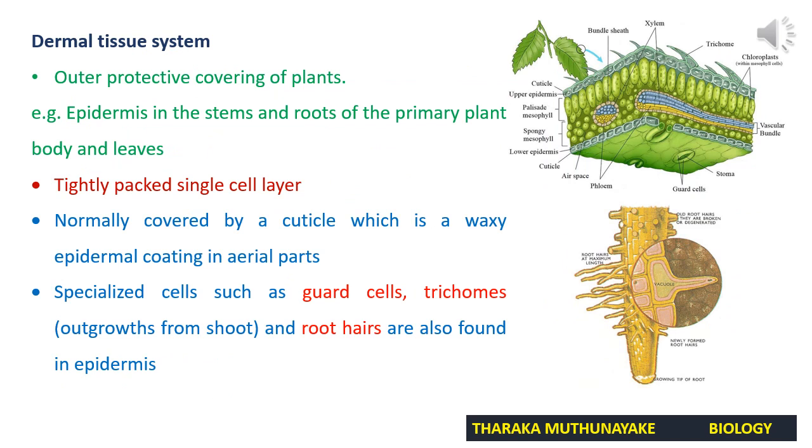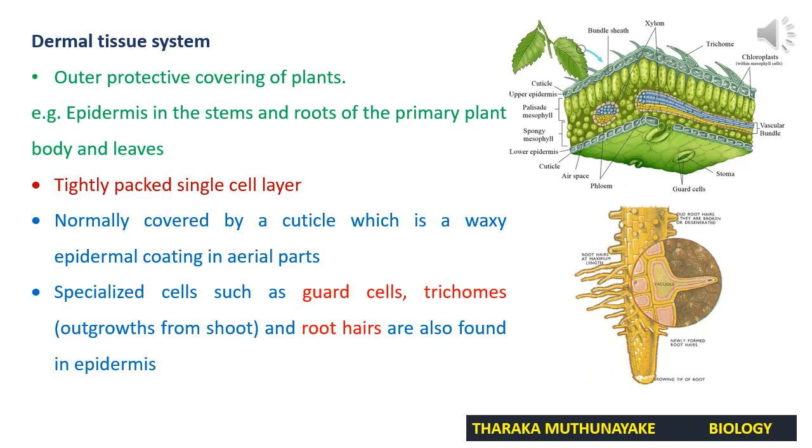Among tissue systems, first we will discuss the dermal tissue system. As we said earlier, the dermal tissue system is the outer protective covering of plants. An example is epidermis. Epidermis in stem, roots of the primary plant body, and also epidermis of leaf belong to this dermal tissue system. You can observe these two diagrams in this slide.